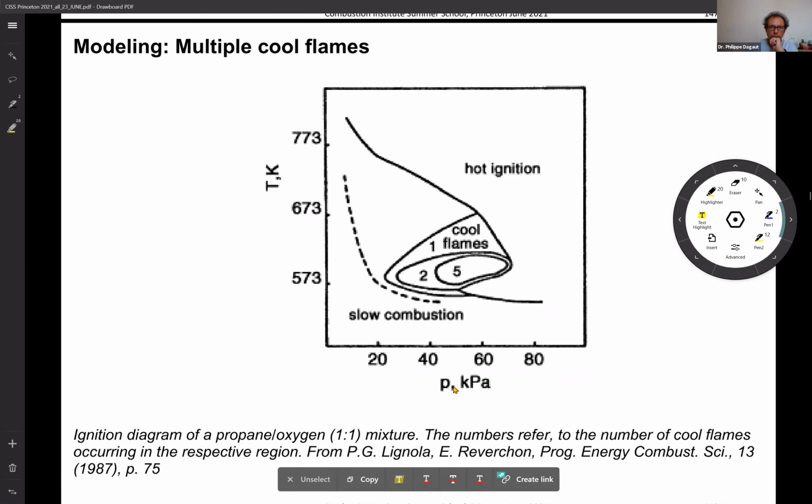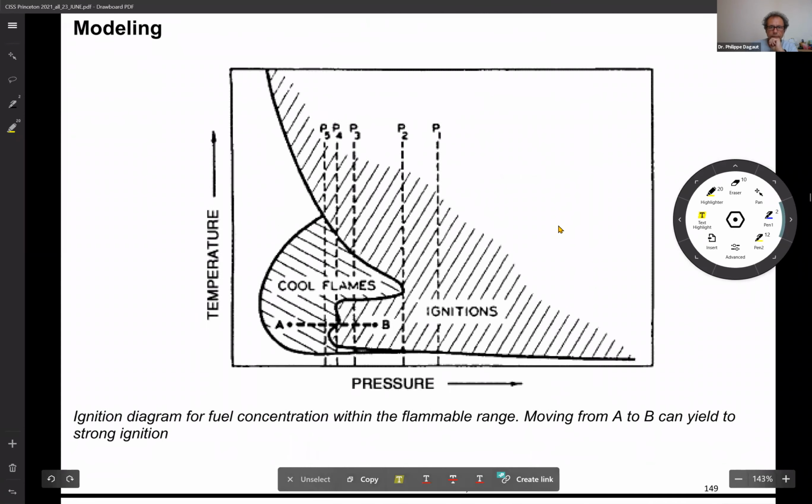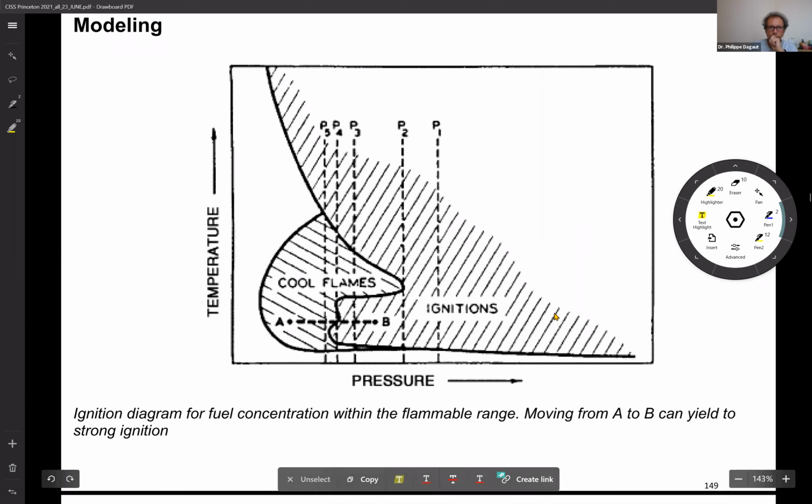So this is for propane, and this is another example with another fuel, but similar behavior, where you have different regimes when at a given temperature you move to higher pressures. So pressure and temperature have a significant effect on the reactivity of the systems.